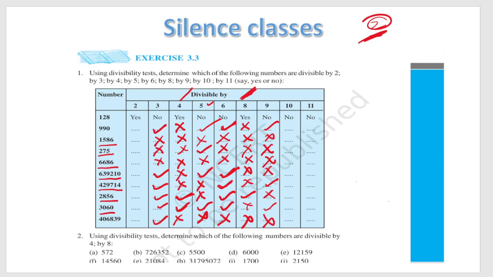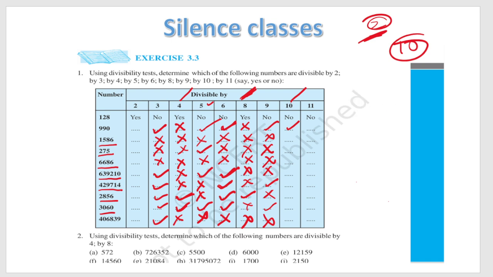Now let's move to the divisibility rule of 10, which is very easy. The last digit of the number must be 0. If the last digit of the number is 0, then the number is divisible by 10. Otherwise it is not divisible by 10. The number is 990. 0 is there. This means this is divisible.